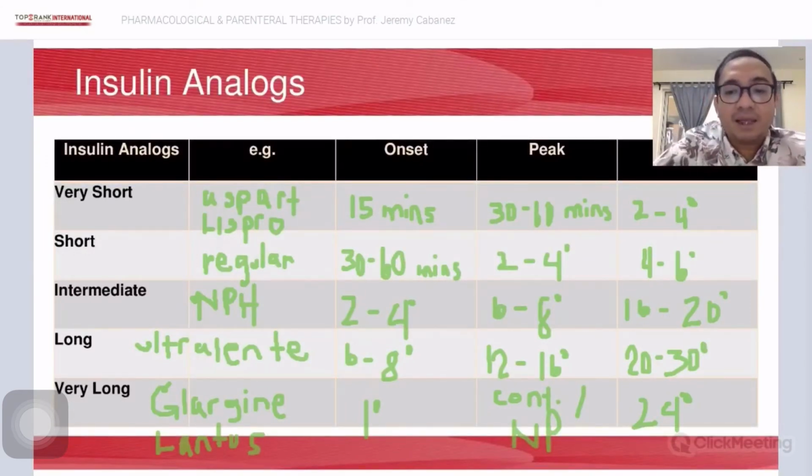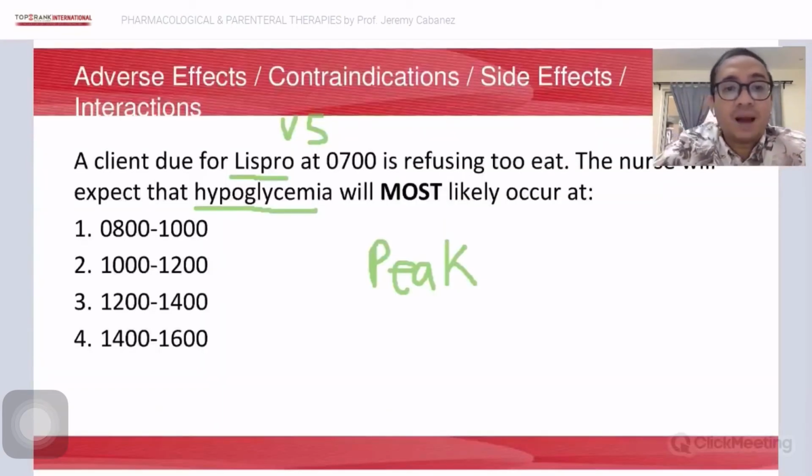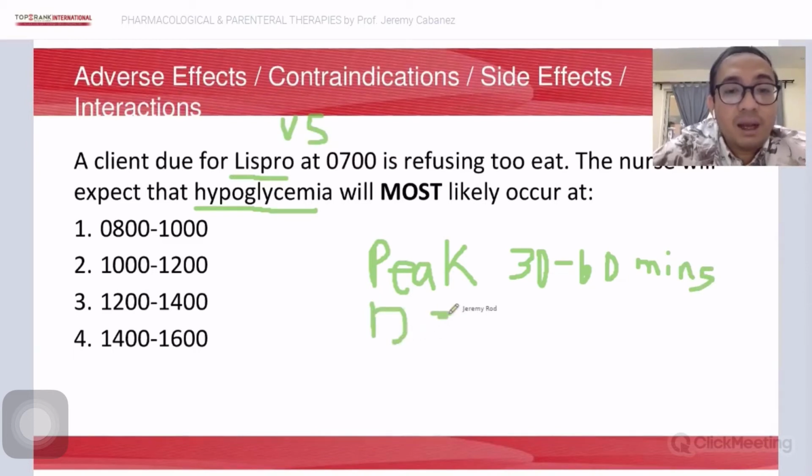Okay, sige, balikan natin yung question. Dahil alam mo na ngayon yung insulin analog natin, tinatanong kailan daw magkakaroon ng hypoglycemia. So tanong, ano nga po ba ang peak? The peak is around 30 to 60 minutes. Pero anong naalala mo dun sa duration? Tumatagal yung duration po ng drug is until 2 to 4 hours. So yung kasama sa 30 to 60 hanggang maximum of 2 to 4 hours. So definitely, what's the correct answer?